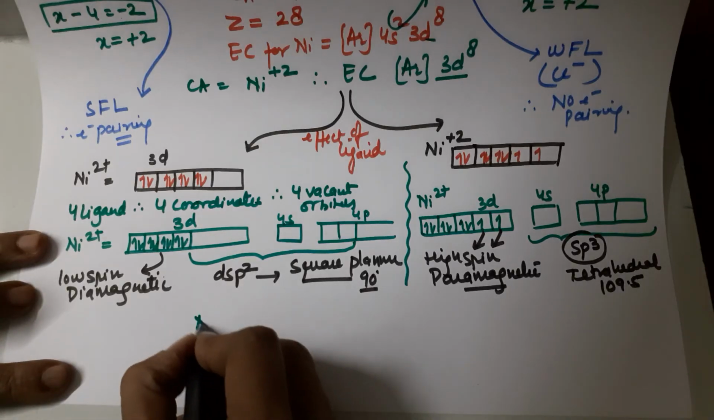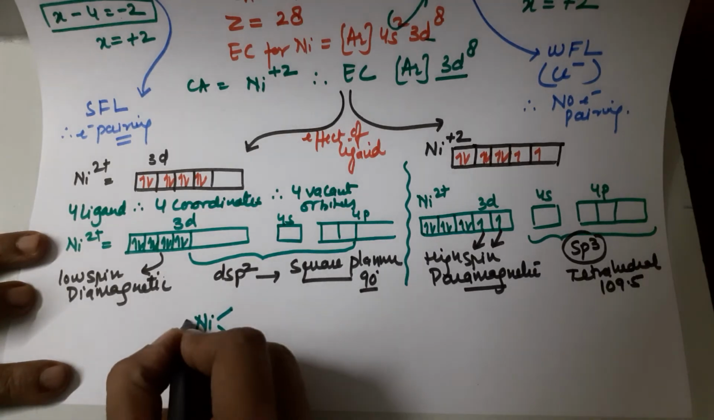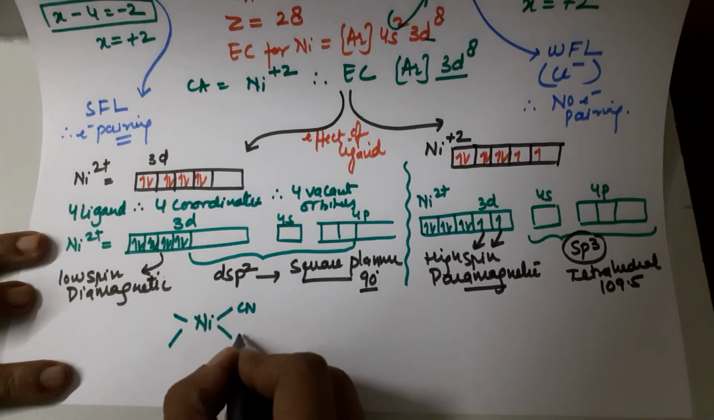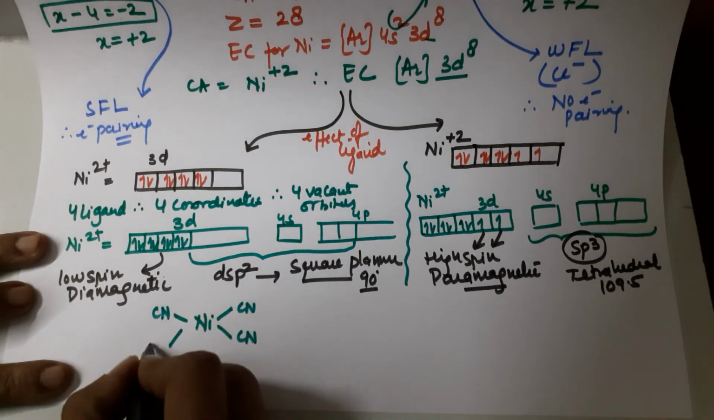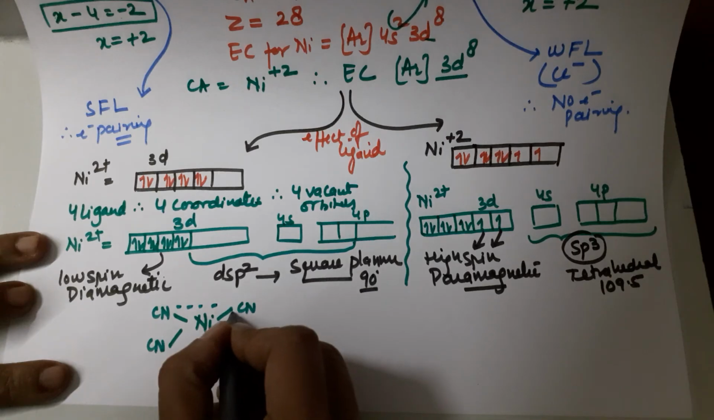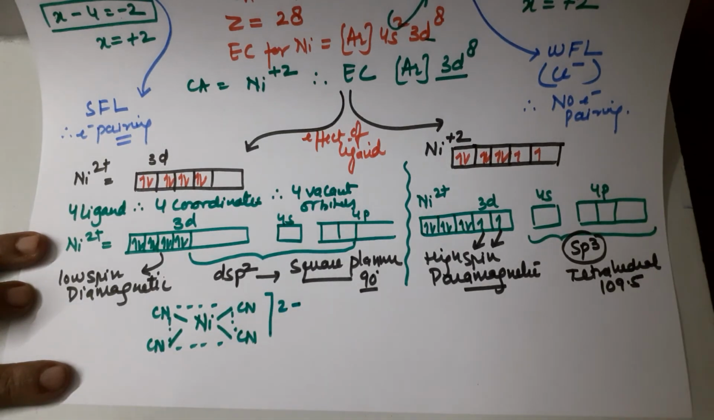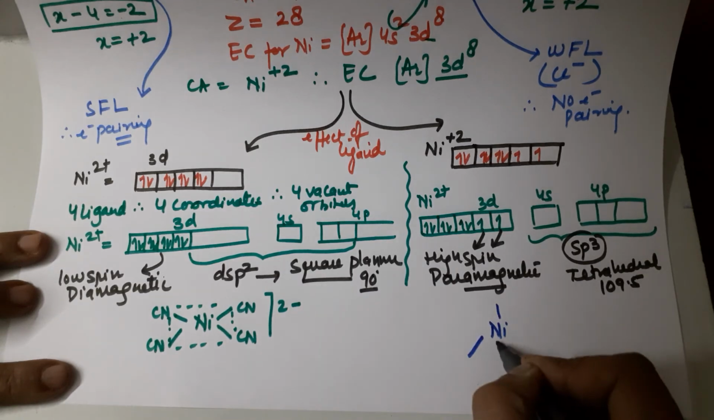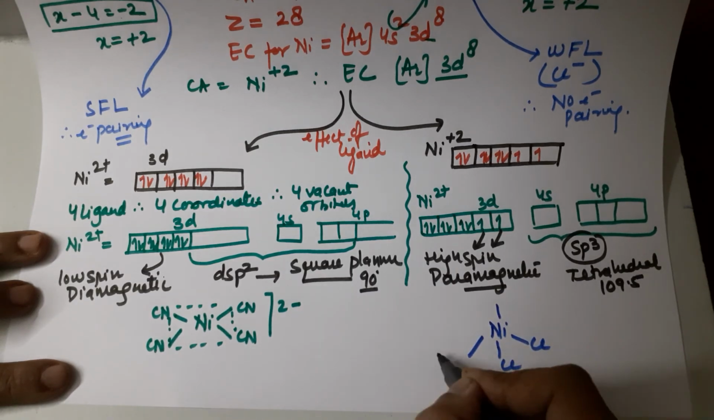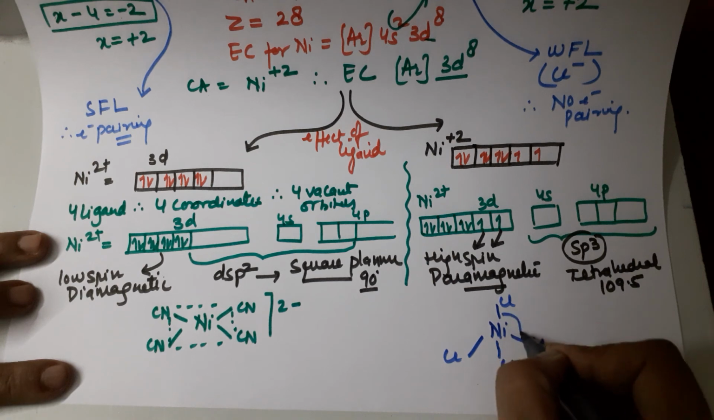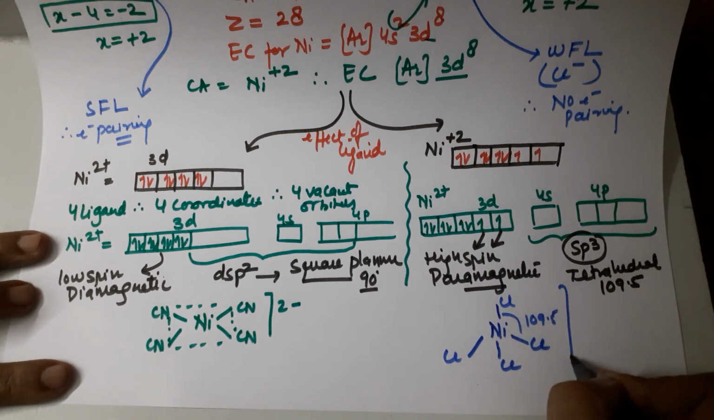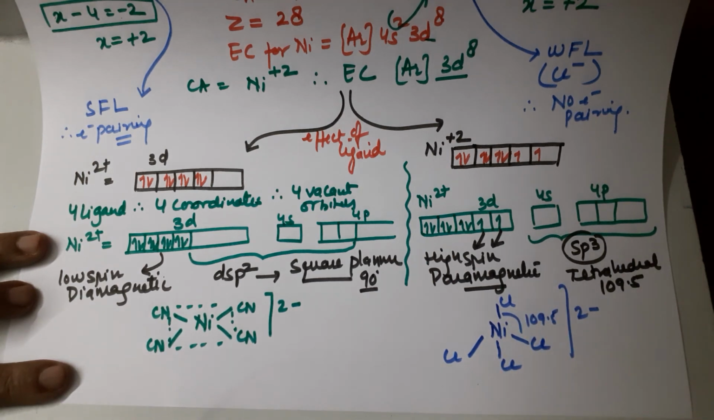Now, in a square planar, your nickel is surrounded by 4 CN minus on the corners of a square, and there is a 2 minus charge on it. This is how you draw this. While in this case, you have a nickel which is again surrounded by 4 chloride ions, but the geometry is tetrahedral. So the angle here is 109.5 and it also has a 2 minus.